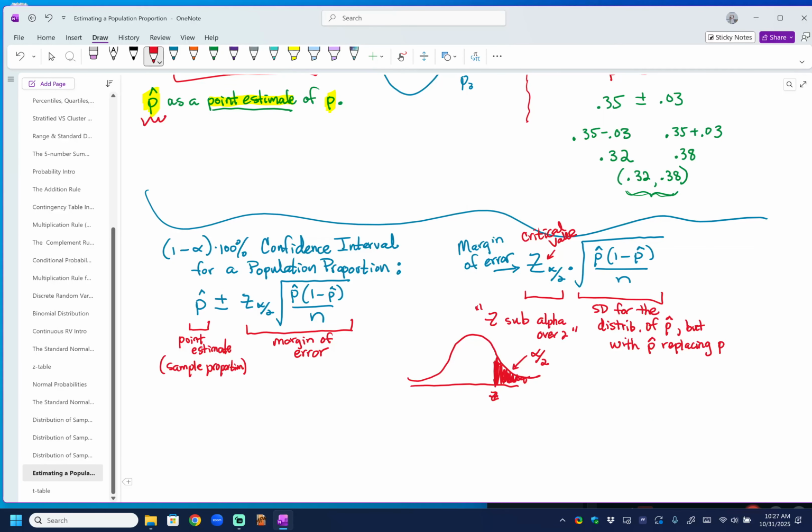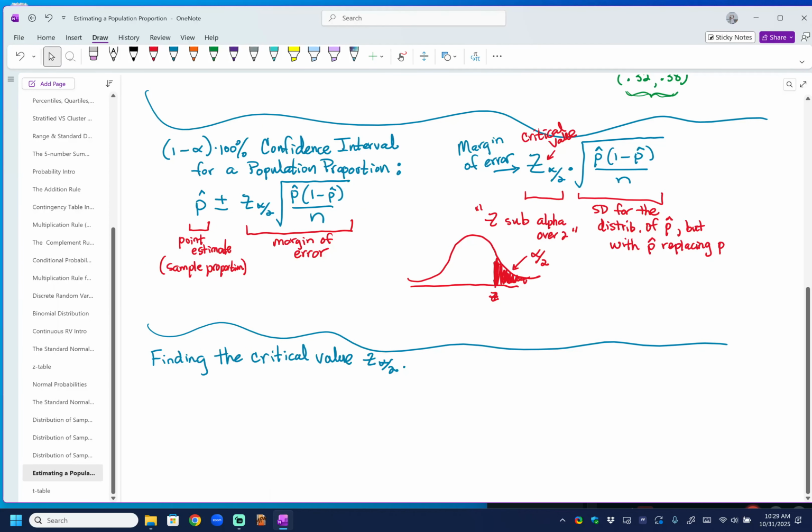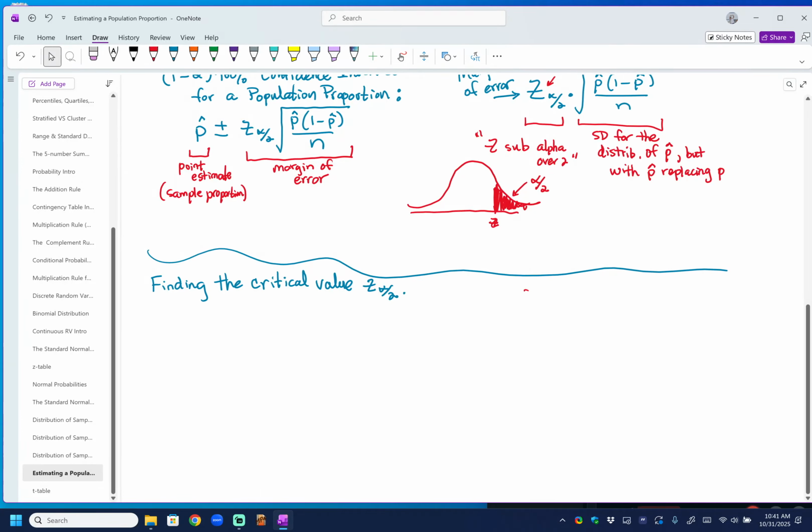Okay, so let's take some time right now and focus on this critical value. We'll get back to the confidence intervals in a second, but we need to develop the skill and the understanding of how to use the table, similar to how I helped you understand how to use the z-table. Okay, so let's start out with something very important here.